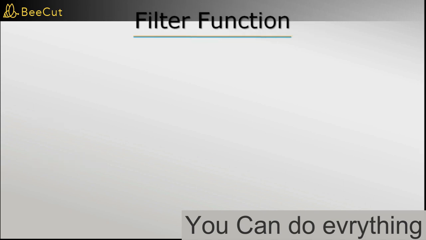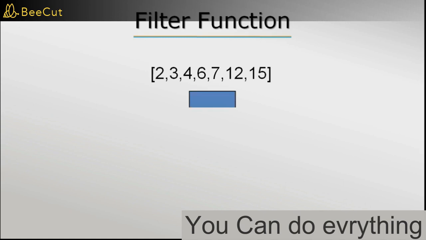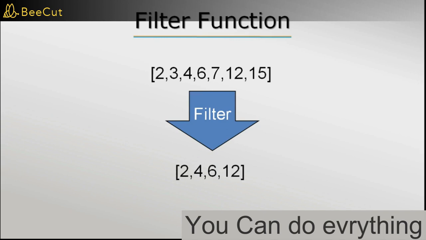The filter function works on an array, and basically it takes another function as an argument that provides the filtering criteria. So for example, if we have this initial set of numbers in an array and we want to get only the even numbers, we can make use of the filter function. So the filter function creates a new array with only those elements that pass the filtering criteria implemented by the provided function.